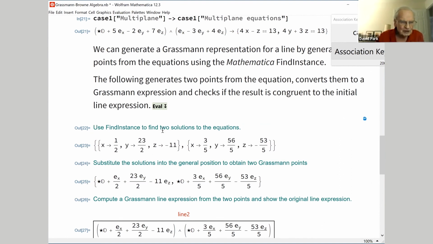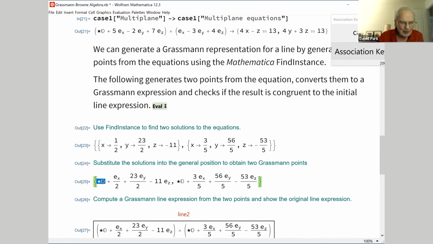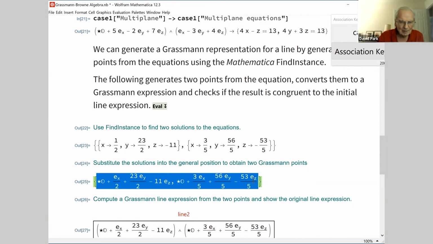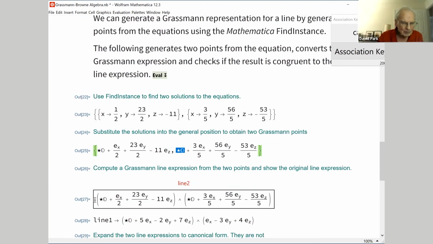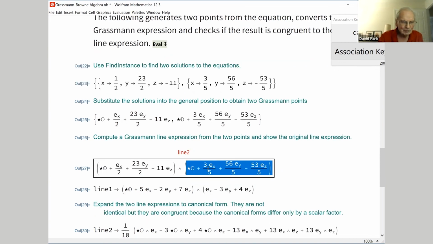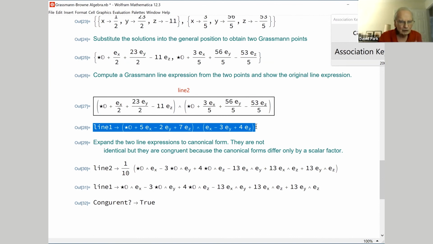So anyway, we use find instance to find 2 solutions to the equations. We feed them the equations we generated, and then we change them. We feed those into the position vector called the probe. Now it's kind of a template, and so that gives us 2 Grassmann points. I have the O in there. And then we change this to a line 2 by using 2 points. Before we used a point and a direction, but now everybody knows the line is also given by 2 points. And this is kind of a refactoring. And line 1, I just show it for comparison.